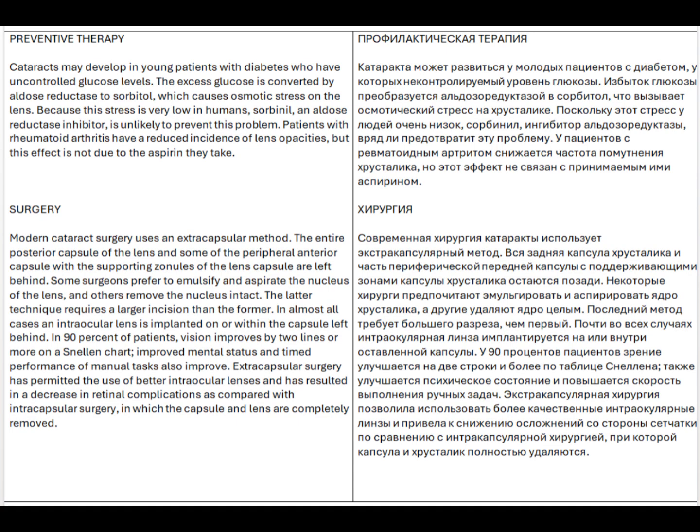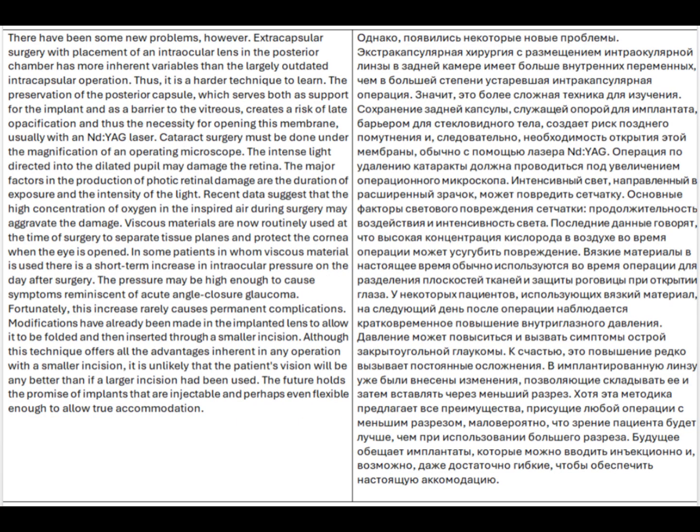In 90% of patients, vision improves by 2 lines or more on a Snellen chart. Improved mental status and timed performance of manual tasks also improve. Extracapsular surgery has permitted the use of better intraocular lenses and has resulted in a decrease in retinal complications as compared with intracapsular surgery, in which the capsule and lens are completely removed. There have been some new problems, however.